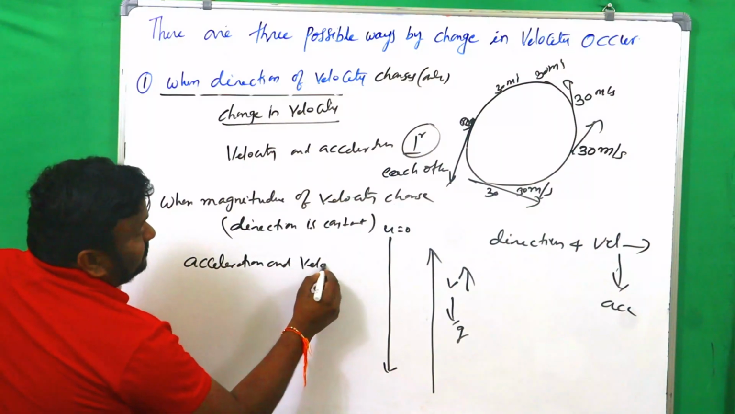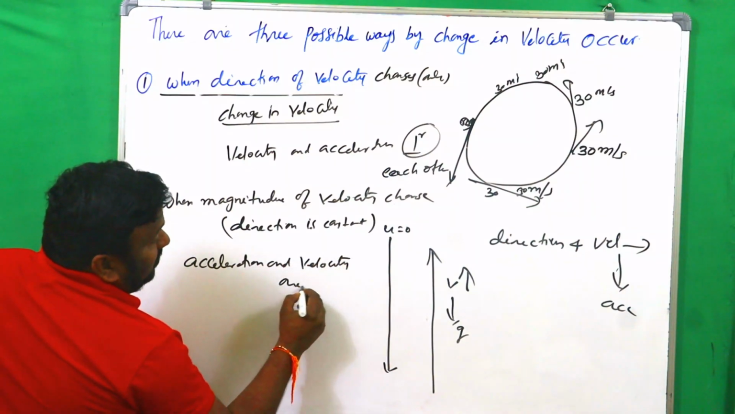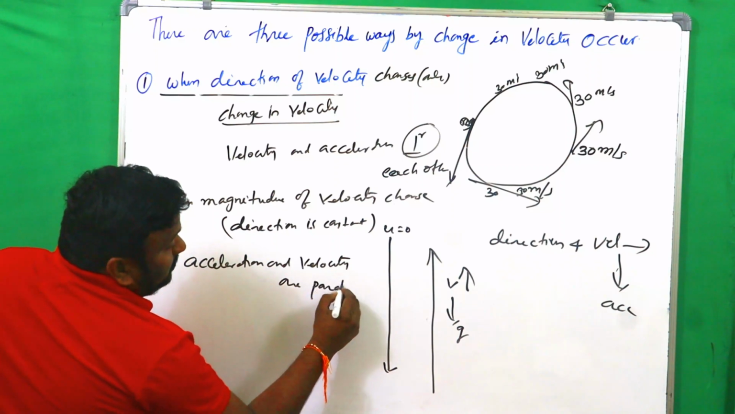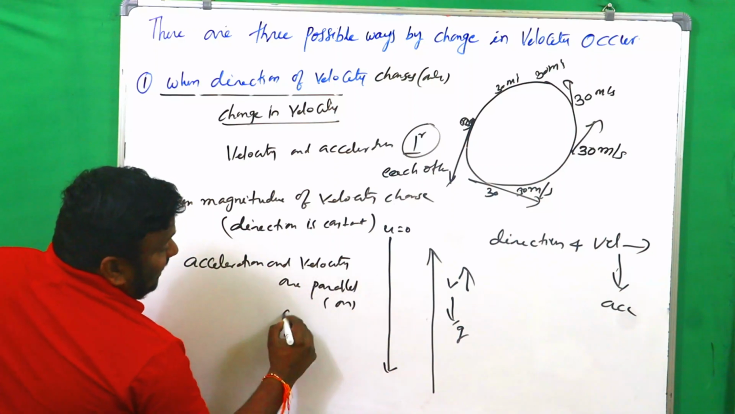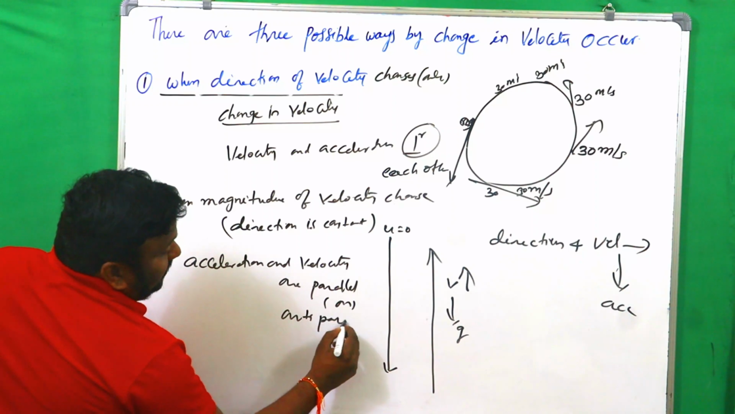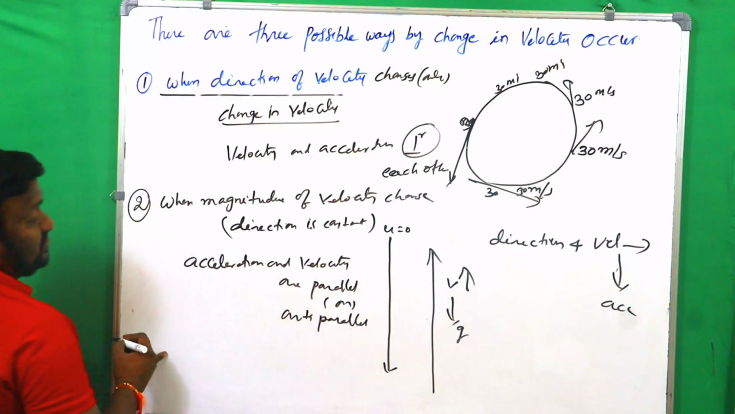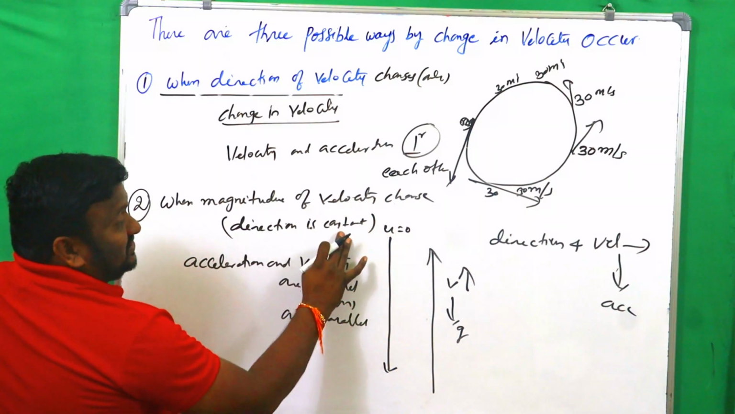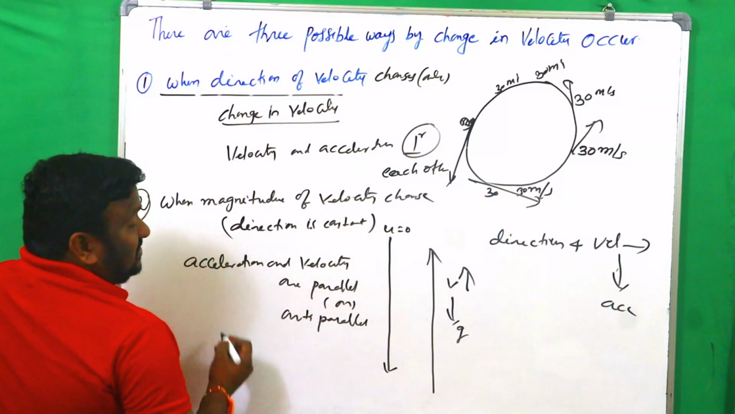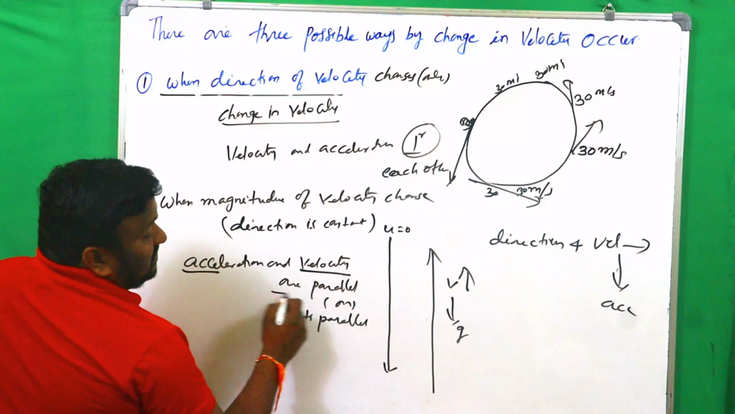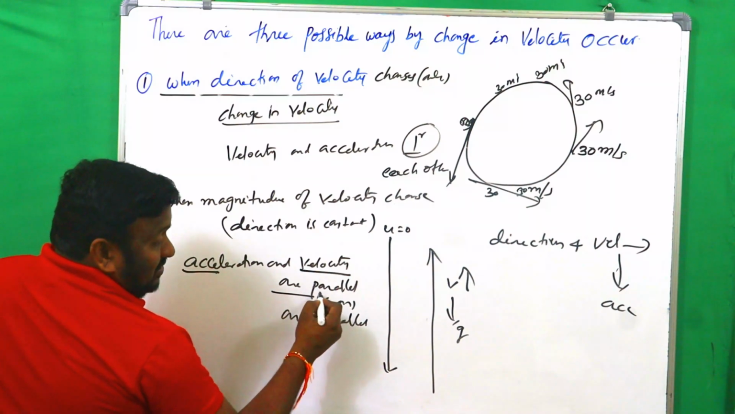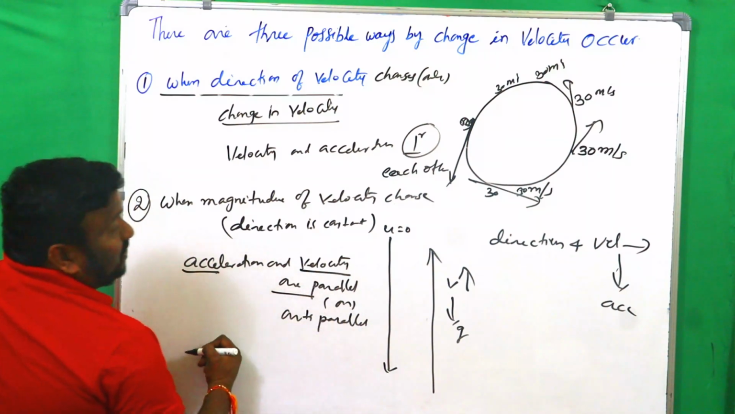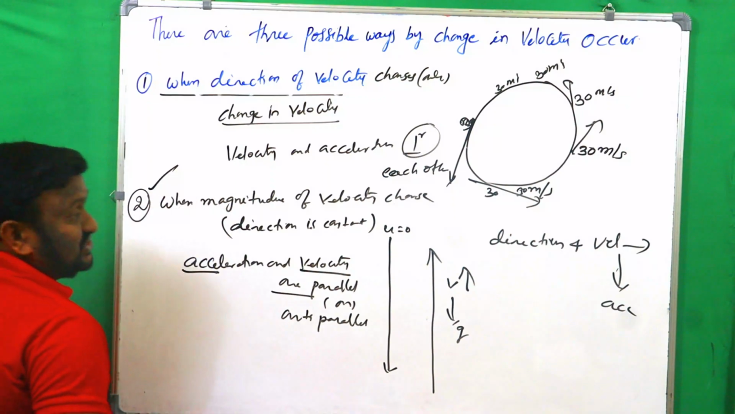In this case, acceleration and velocity are parallel or anti-parallel. This is another situation when the magnitude of velocity changes but the direction is constant. For this situation, acceleration and velocity are all parallel to each other or anti-parallel to each other. That is the second condition.